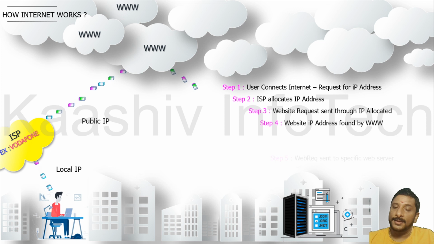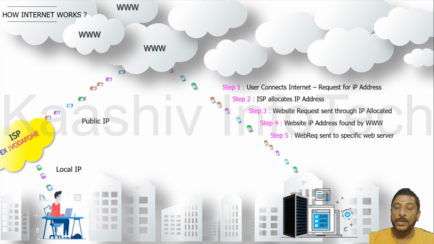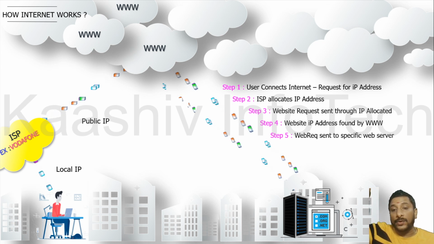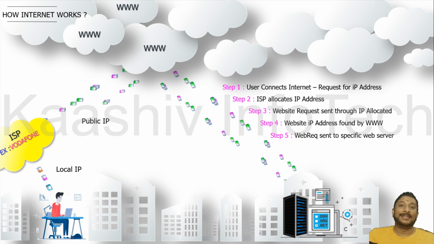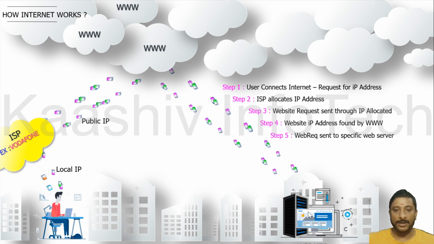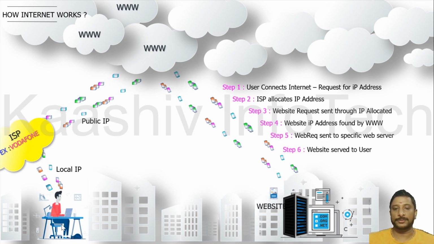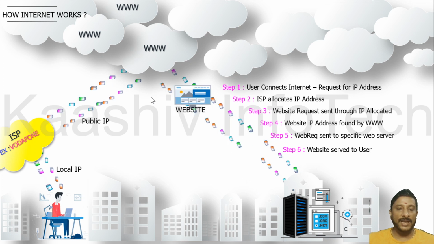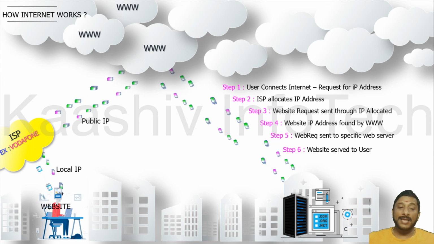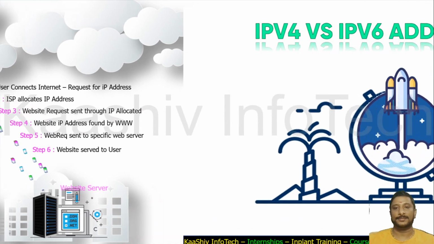Why the public address? Because the internet is connected. And once we give a website, automatically the website is identified by the World Wide Web and the request is going to the web server, the server where the website is available. So here is the server, the website is available. And whatever website I ask for, automatically it is displayed here. You are able to see this is the website I asked for and this is the website displayed here. This is how the internet is working via the IP addresses.